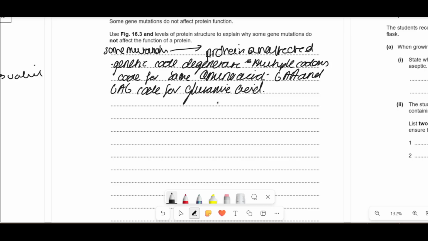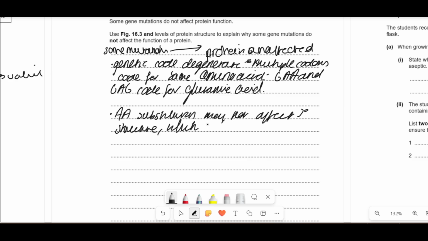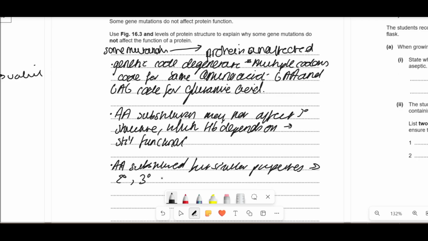So some mutations don't affect the protein. It's not only just that. It can be that sometimes you can still have amino acid substitutions, but it might not actually change the tertiary structure. The hemoglobin function and a lot of other protein functions depend on its tertiary structure. So I'm going to write AA for short because I'm lazy, but you write the whole thing. Substitution may not affect tertiary structure, which hemoglobin depends on. As a result, it's still functional. Now, the other thing as well is that you could have an AA that's substituted, but it has similar properties. So that means the secondary and tertiary structure may be unchanged. So what I mean by that is that they still might fold and coil in the same way and form the same hydrogen bonds and all of that kind of stuff too.